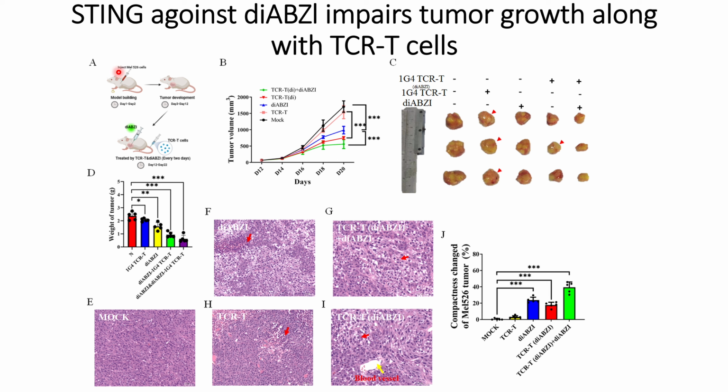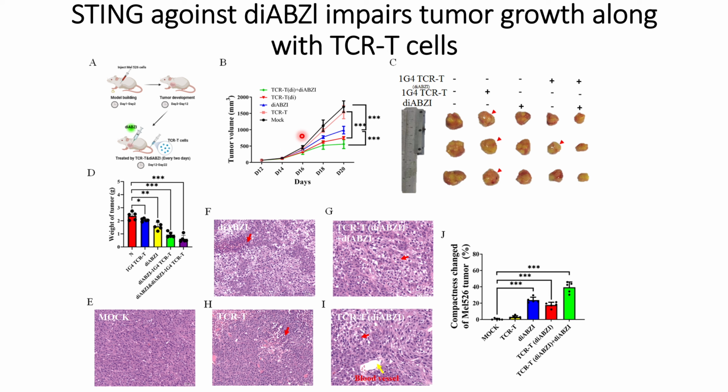They did the experiment in the mouse model, in vivo, where first they inject the cancer cells, that is MEL 526 cells, and then they build the model for 1 to 2 days. After that, tumor development occurs from day 3 to 12, and thereafter they treat the mouse with the DiaBZl and these engineered T cell receptors, and then they observe the tumor volume and tumor size, and they did it for different conditions.